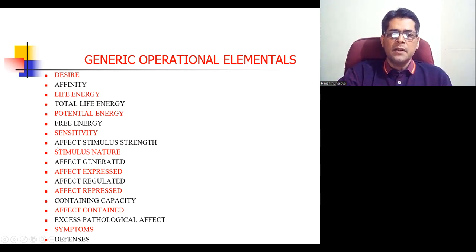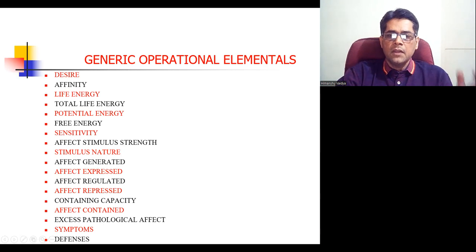Then we go into how affect is created. There are variables related to it. First is sensitivity. Sensitivity to symptoms, this is actually a repetition of the generic affect system which we have done before, but we'll do it again. So this is a very important variable, the affect stimulus strength.